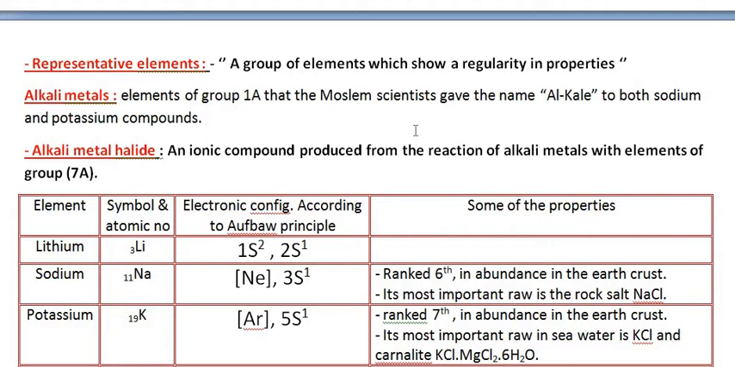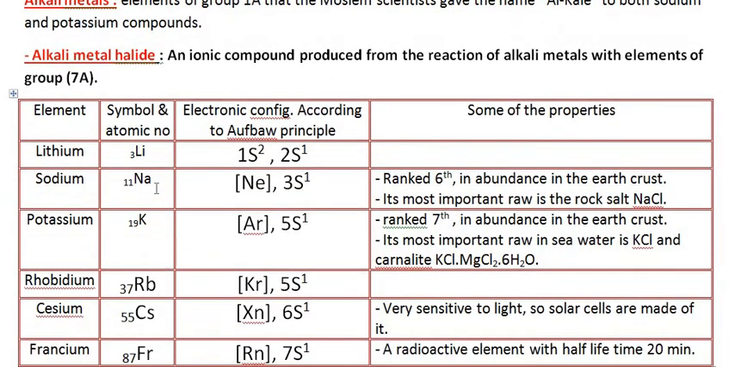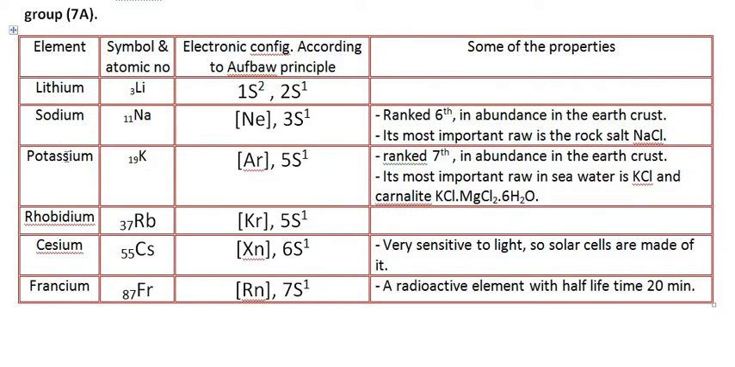the Muslim scientists give the name alkali to both of sodium and potassium compounds. These are the most important elements: lithium, sodium, potassium, rubidium, cesium, francium. These are the letters and their corresponding atomic numbers. These are the electronic configurations. Okay. These are the properties of some elements of them.